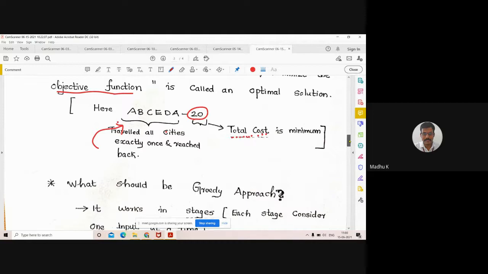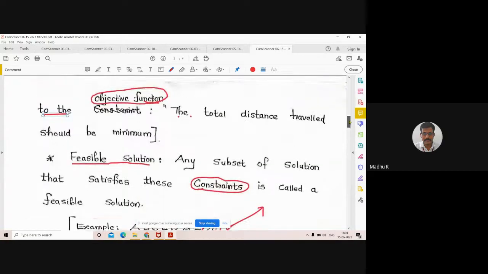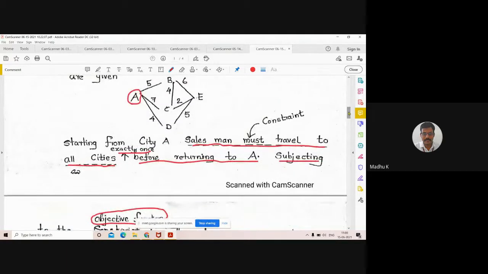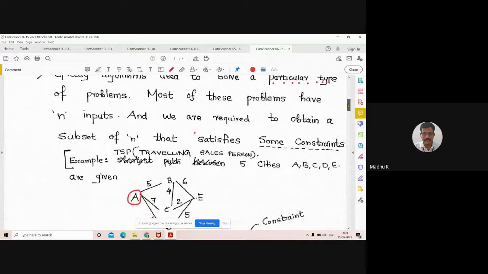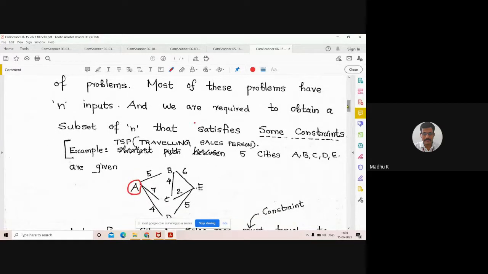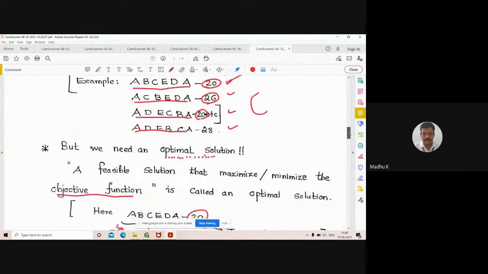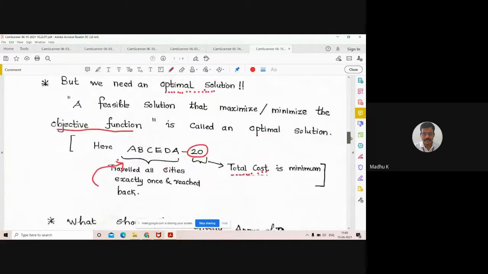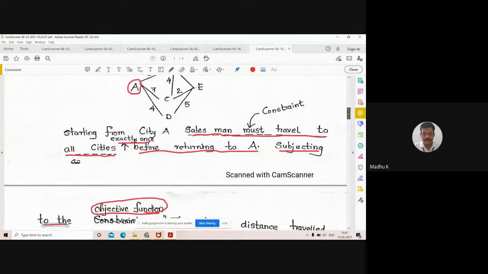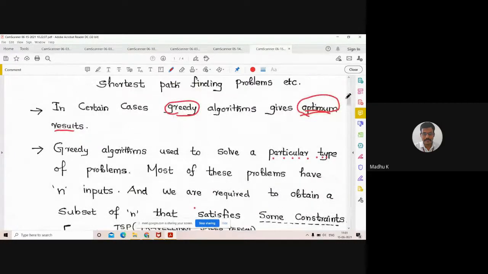So basically, this type of problem can be solved using the greedy approach. This is an example of a problem that can be solved using the greedy approach. I'm repeating one more time. What is the use of a greedy algorithm? It is used to get an optimum result for some particular type of problem.